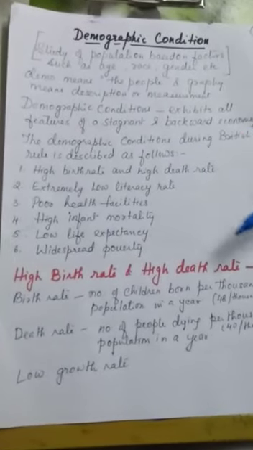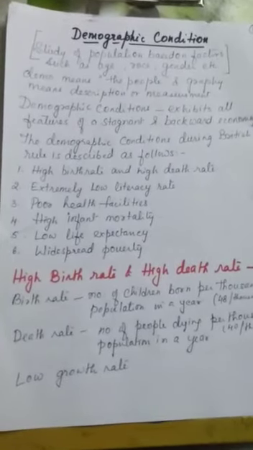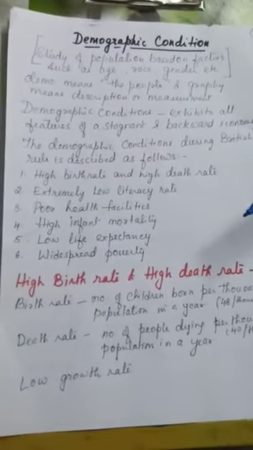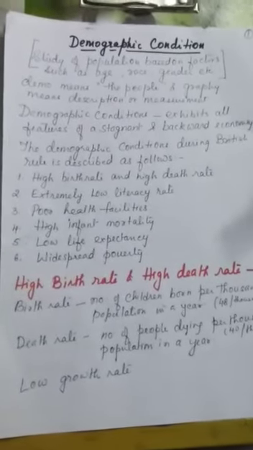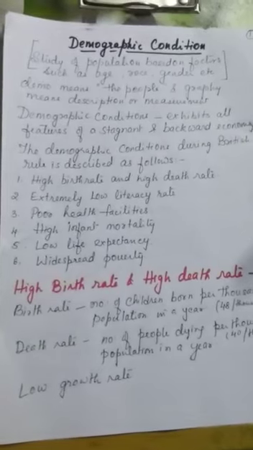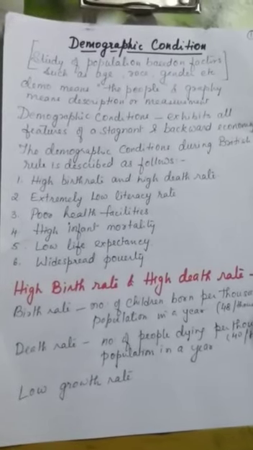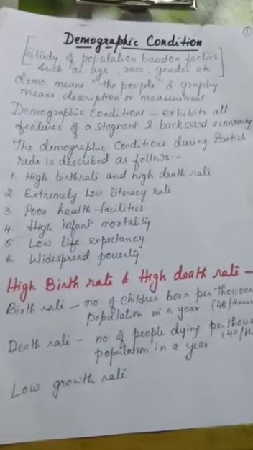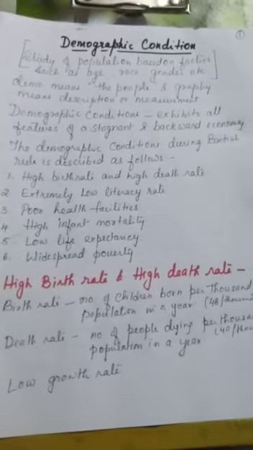Birth rate means number of children born per 1,000 population, and death rate means number of people dying per 1,000 population. The birth rate was 48 per 1,000 and death rate was 40 per 1,000. So there was low growth rate of population during British rule.